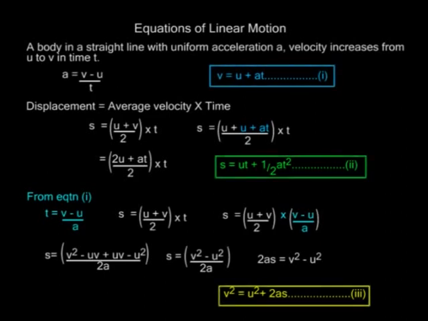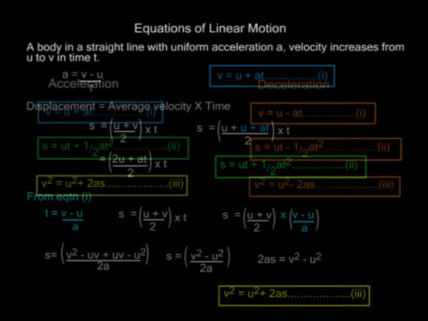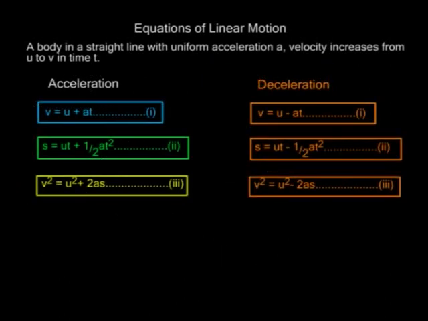Now, these three equations are called the equations of linear motion. And for a body moving with uniform acceleration, any of these three equations can be used depending on the quantities given. Note that for deceleration or retardation, a is negative and thus changes the positive sign in any of the above equations.